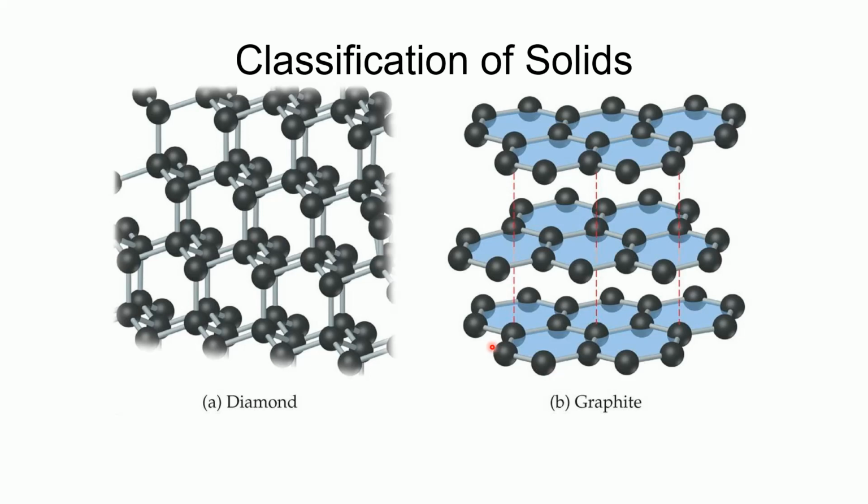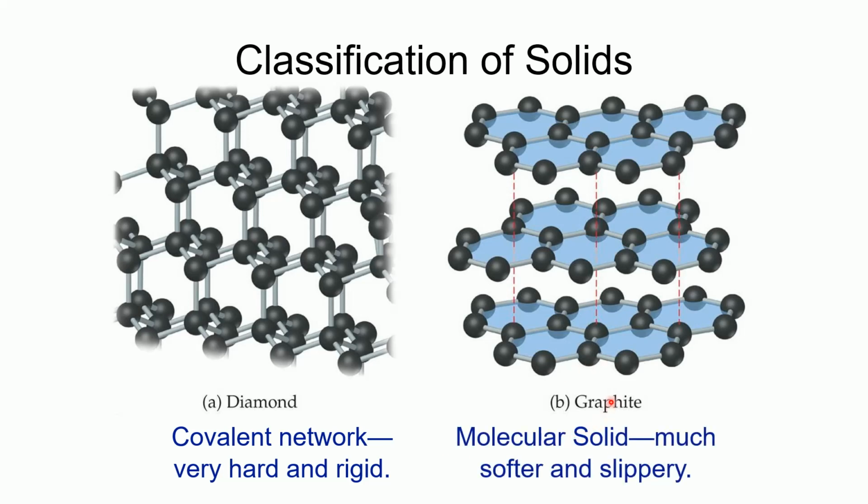So here is an example to differentiate between a covalent network like diamond, which is very hard and very rigid, and then over here, we've got a molecular solid, graphite, which is also pure carbon, and it is much, much different. Now, I don't have a diamond to show you, but I do have some graphite to show you.